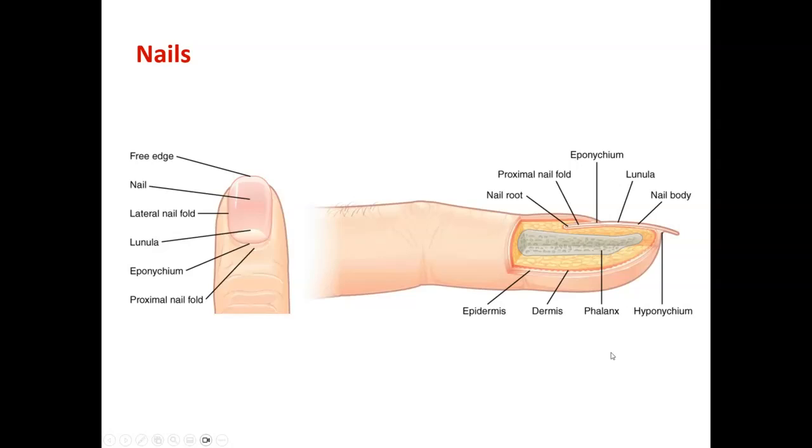Okay, nails. So the nail bed is here below the nail where it's attached to the skin. The root here is where it grows. So as you know, I'm sure it grows here and it just pushes out.